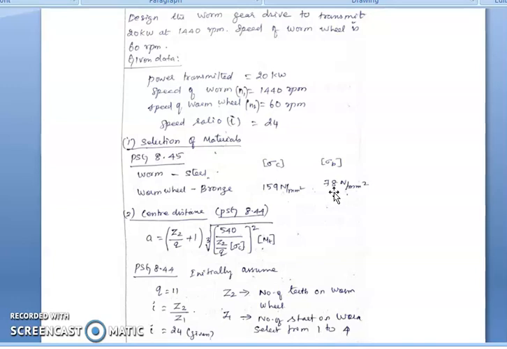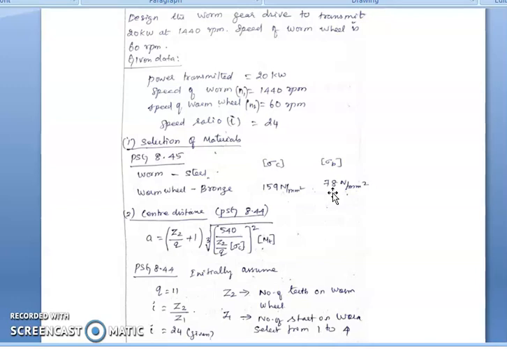Here, worm and worm wheels are different compared with what we have discussed so far, that is spur gear, helical gear, and bevel gears. Here, in a worm gear drive, one is a cylindrical type and the other one is a gear type. In the worm, there is only a number of starts or number of threads, not a number of teeth, whereas in a worm gear, we consider the number of teeth on the worm wheel. Okay, so let's see the problem.